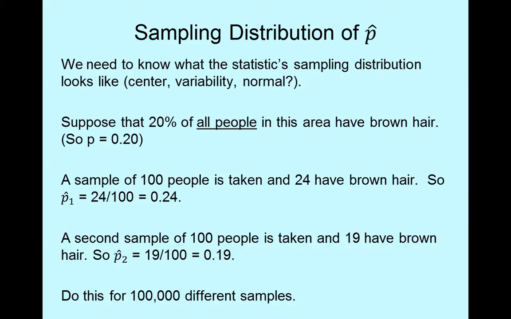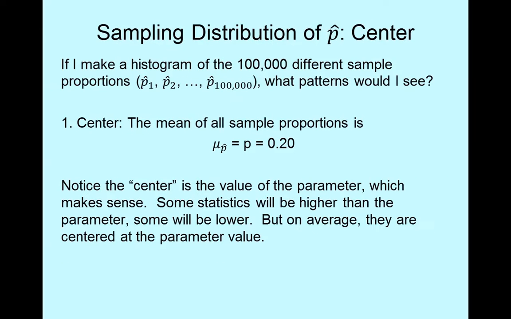Now suppose that we did this for 100,000 different samples. If I make a histogram of the 100,000 different sample proportions, P hat 1, P hat 2, up to the 100,000th P hat, what patterns would I expect to see? First, the center. The mean of all the sample proportions would be written as mu sub P hat. Now think about what mu means. It means the mean or the average. The subscript P hat tells you what you're calculating the mean of.